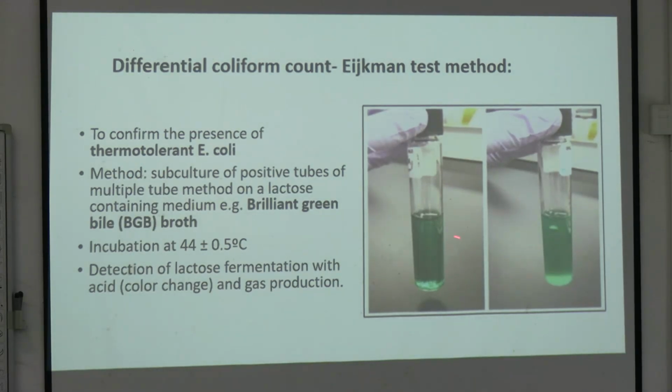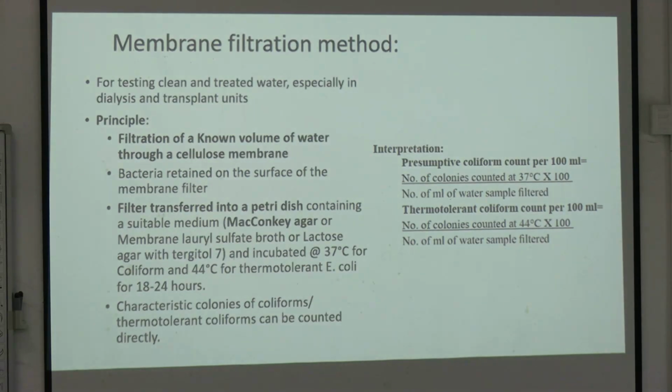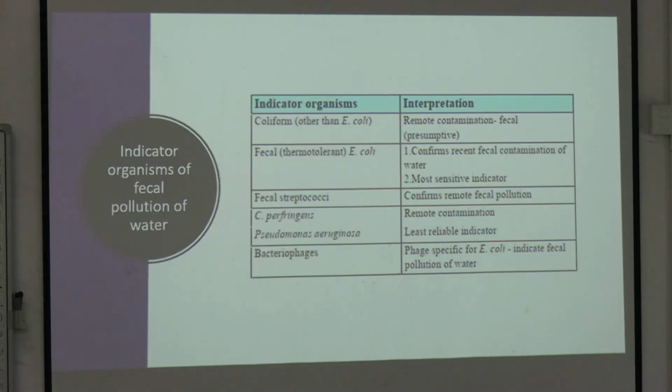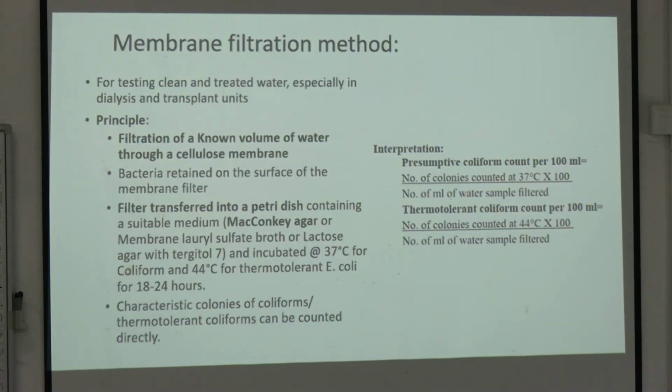I have a picture, yes, this one. So this is called the Eijkman test method, where we confirm the thermotolerant E. coli. Brilliant green bile broth. In a few cases they also do the membrane filtration method, but we mostly do the tube methods.